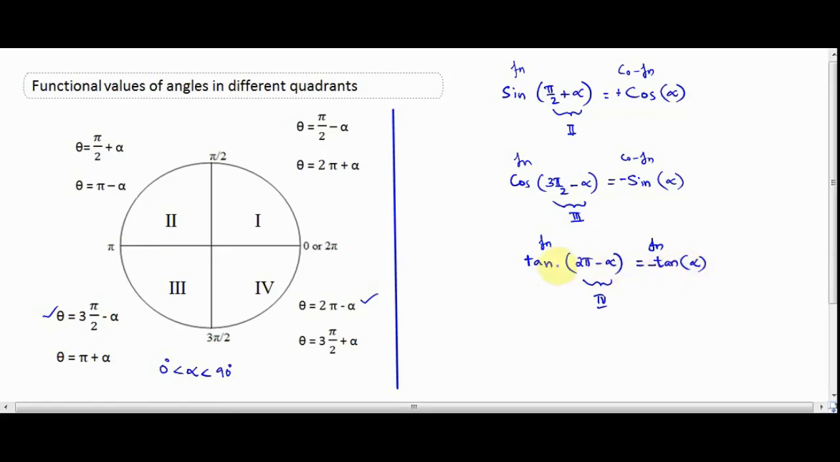Okay, so function remains the same on both left hand side and right hand side because we are having multiple of pi here. Okay, and we are assigning a minus sign here because this tan function is negative in fourth quadrant. Okay, so based on this, let's try to solve problem number 5.